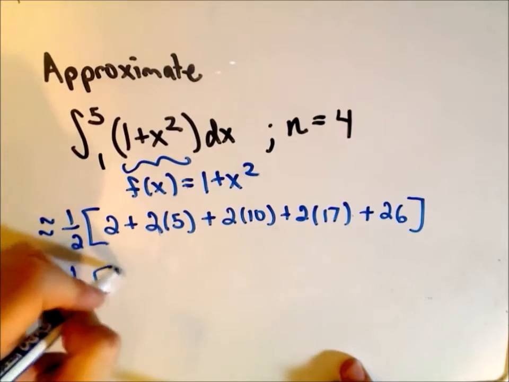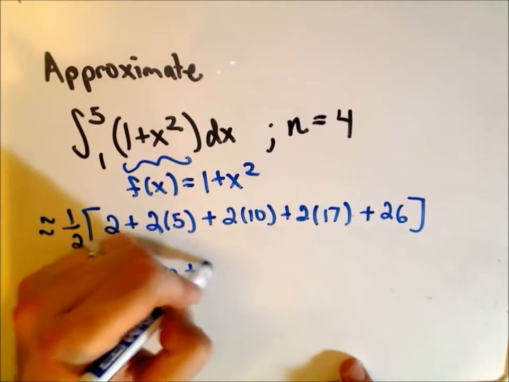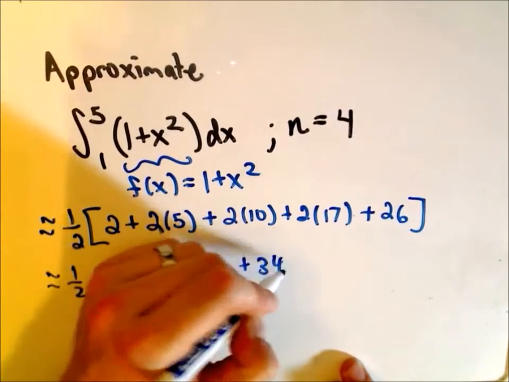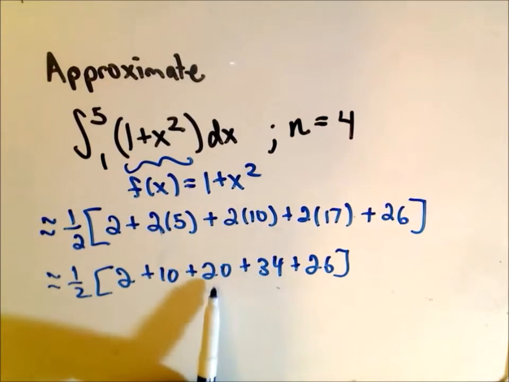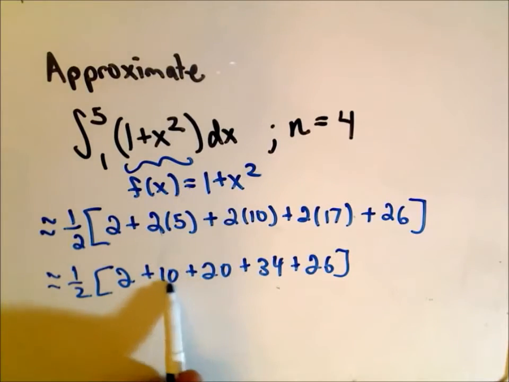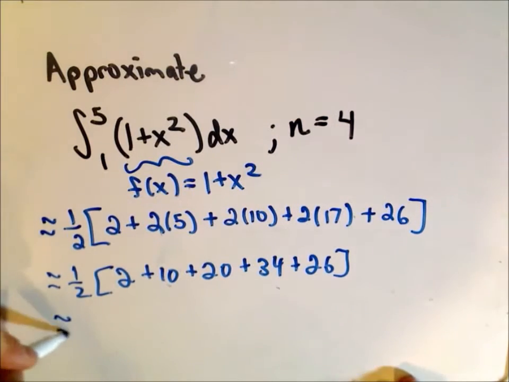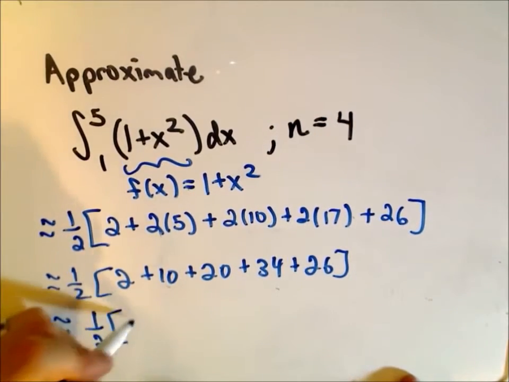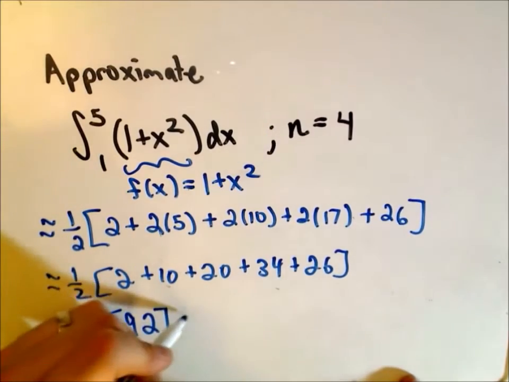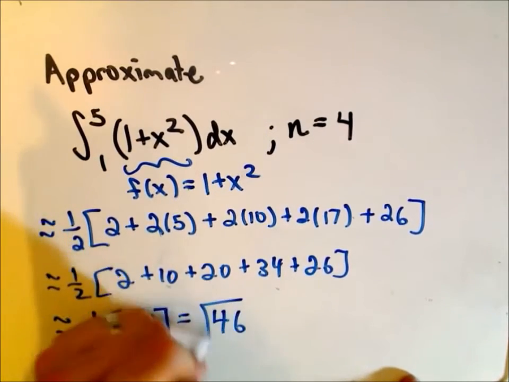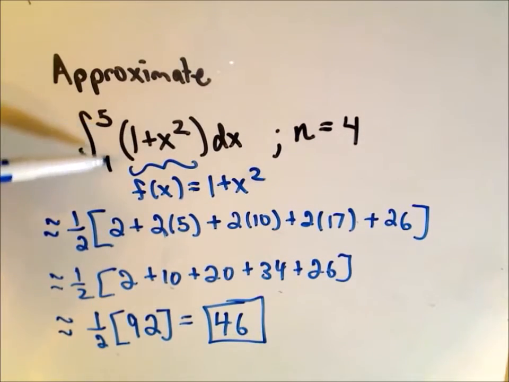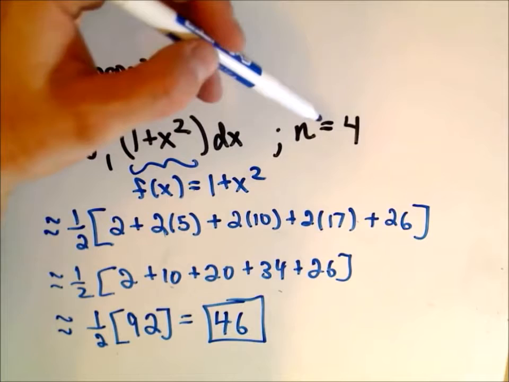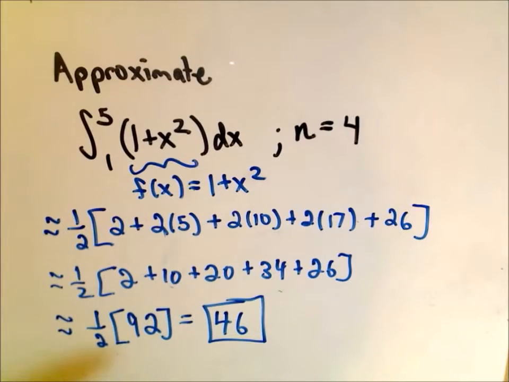What do we get? This is 10 plus 20 plus 34 plus 26. 34 and 26 is 60, plus 20 is 80, 92. So we get 1/2 of the value 92, which is the number 46. So the area underneath the curve 1 plus x squared from 1 to 5 using 4 approximating trapezoids would be roughly equal to the value 46.